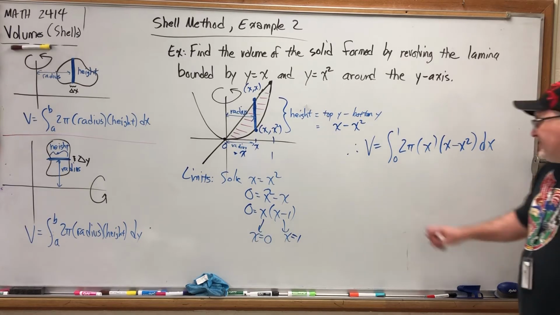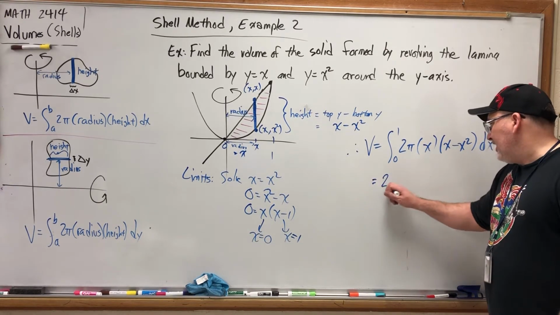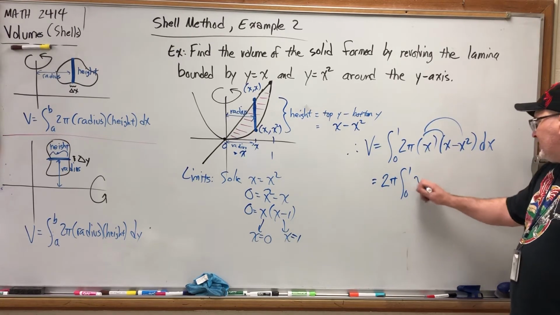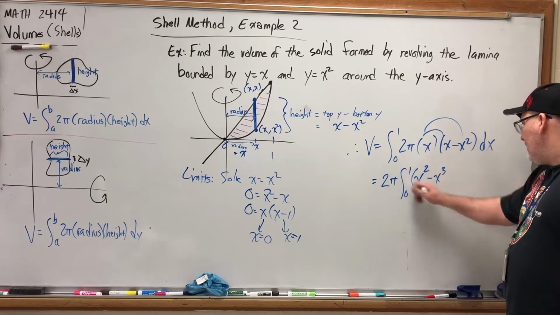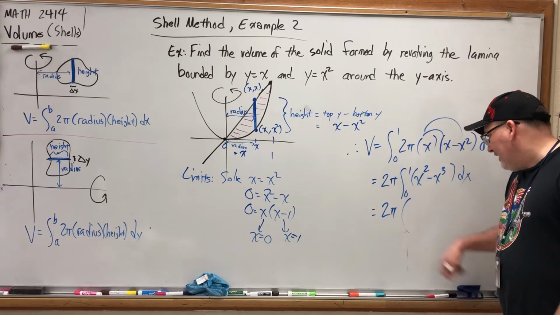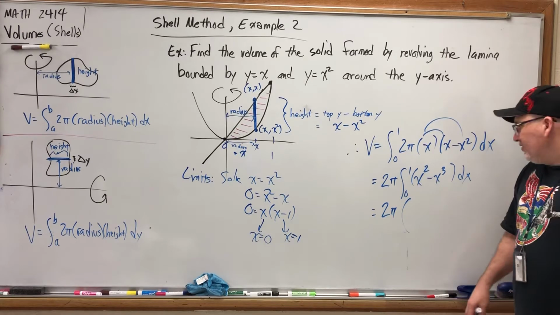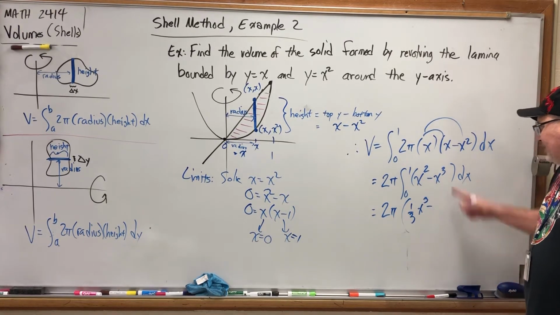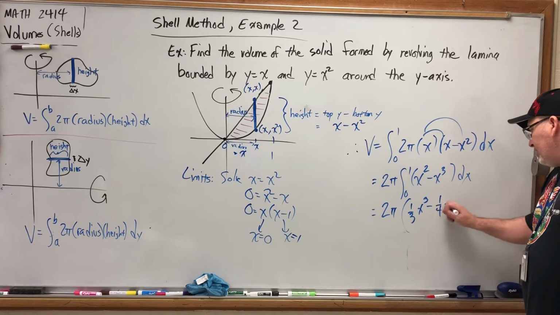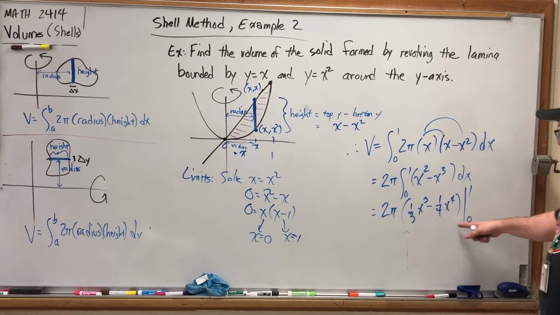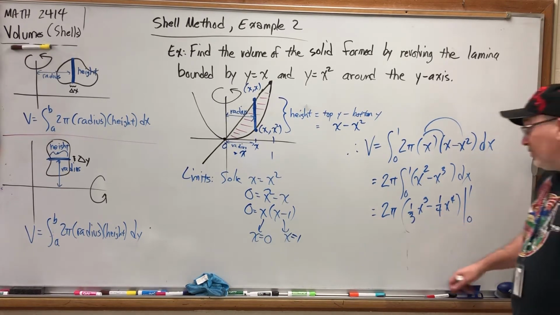Let's evaluate this one the same way we did before, by pulling out the 2 pi and distributing the x to get x squared minus x cubed dx. You can almost put it on autopilot from here. The antiderivative of x squared is 1/3 x cubed. The antiderivative of x cubed is 1/4 x to the 4th. This is being evaluated from 0 to 1. 0 makes the antiderivative equal to 0, so we can ignore that.